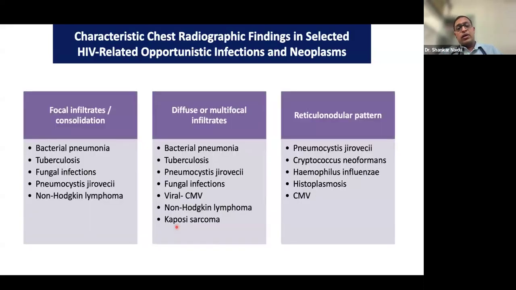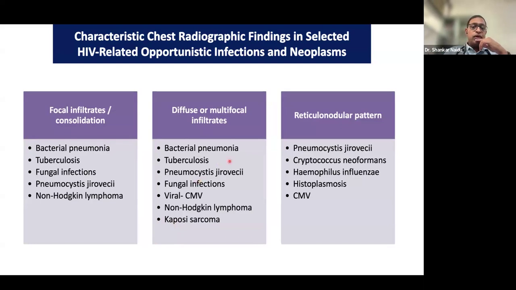So now that we have seen how to interpret, there are some examples of various findings that we have come across. So focal infiltrates or consolidation, usually we think of bacterial pneumonias or tuberculosis or fungal infections, and rarely other etiologies like pneumocystis and lymphomas can cause focal infiltration.